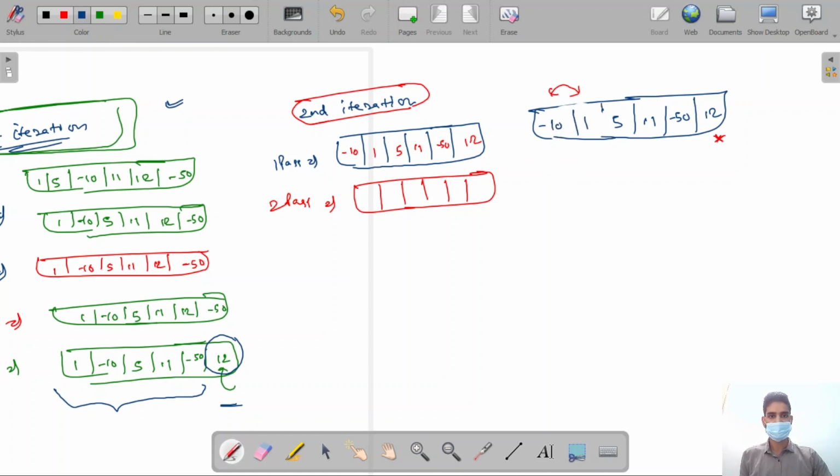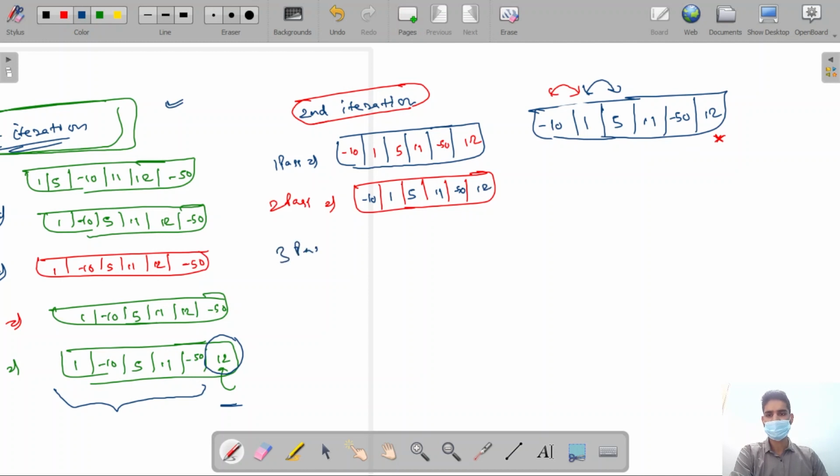Minus 10, 1 and 5. These two values will get compared. 1 will get compared with 5. 1 is smaller than 5, so both are at their correct position. So minus 10, 1, 5, 11, minus 50 and 12.